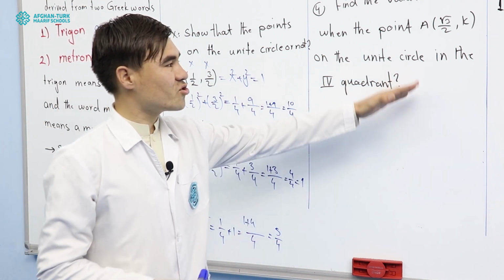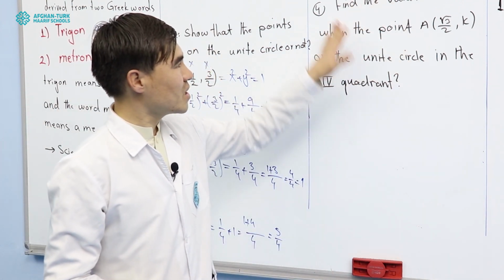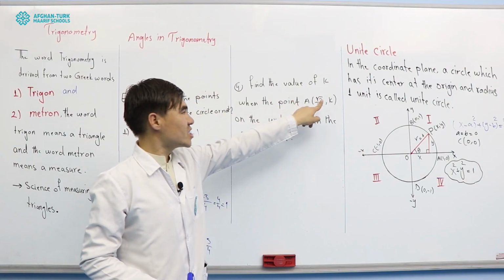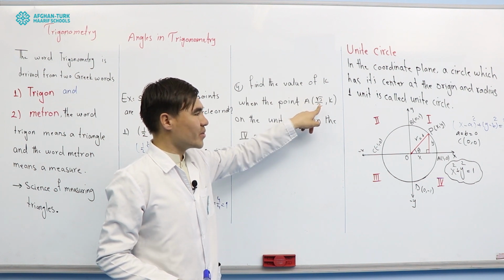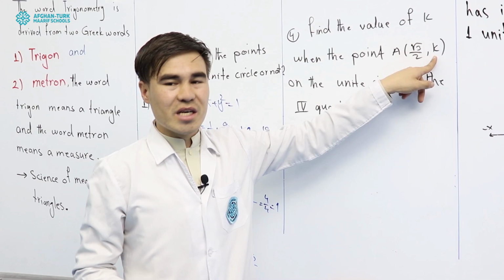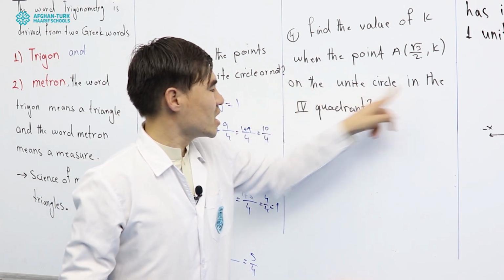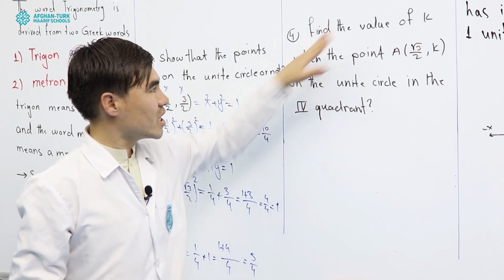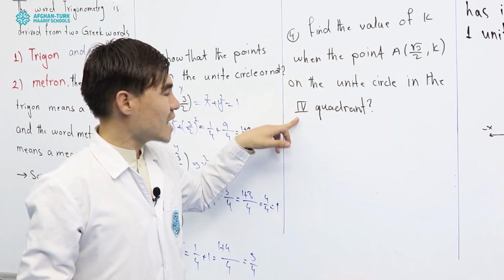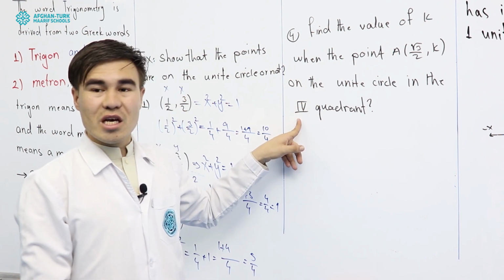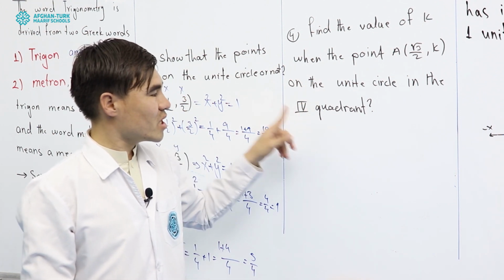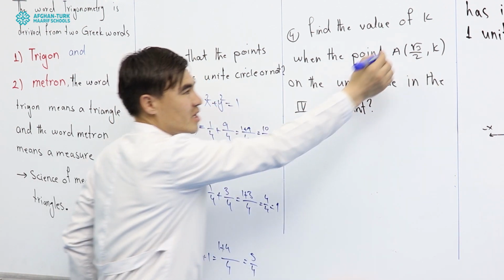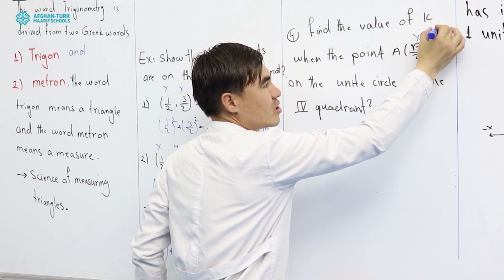Okay, dear students, let's check another example: find the value of k when the point A, square root of 3 over 2 comma k, is on the unit circle in the fourth quadrant. Please be careful. The question says this point is located in the fourth quadrant. In this case, you must find the value of k. Here, this is the value of x, and this is the value of y.